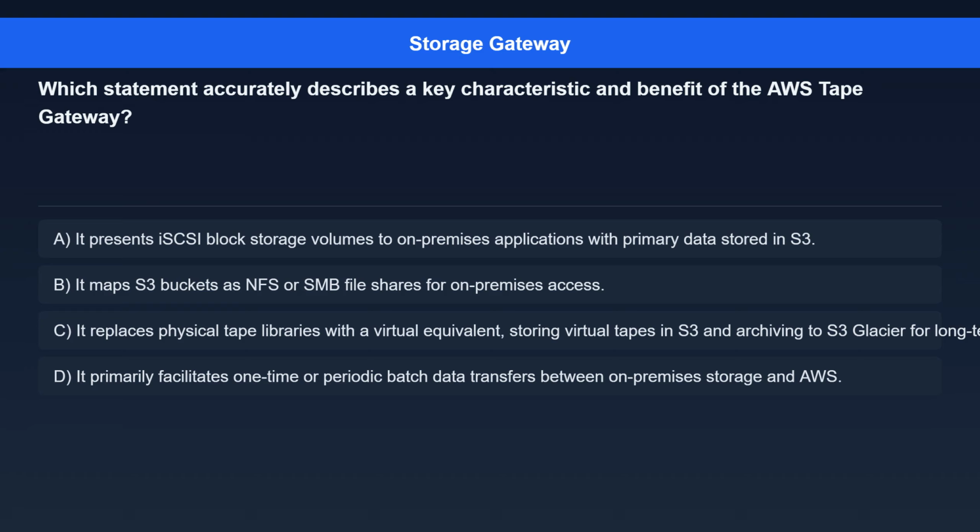Option C. It replaces physical tape libraries with a virtual equivalent, storing virtual tapes in S3 and archiving to S3 Glacier for long-term retention. Option D. It primarily facilitates one-time or periodic batch data transfers between on-premises storage and AWS.